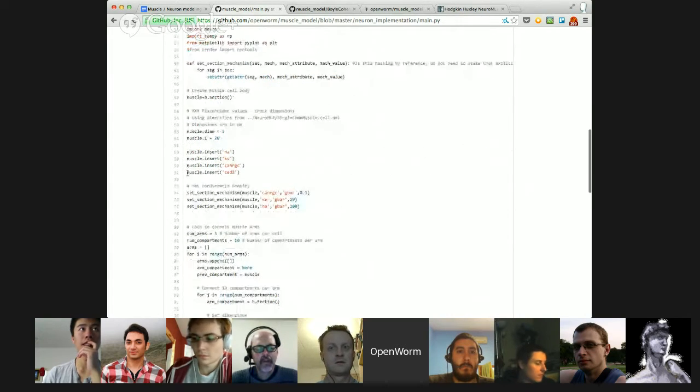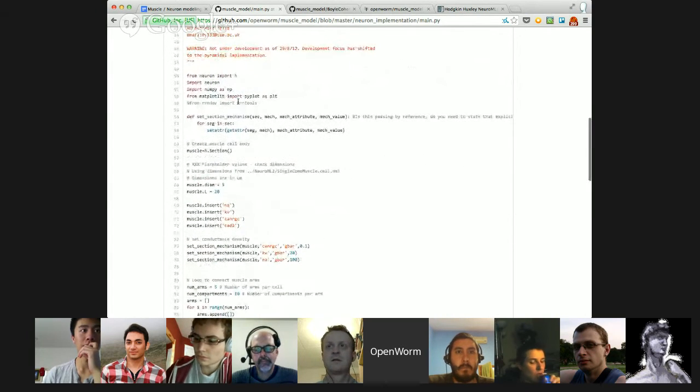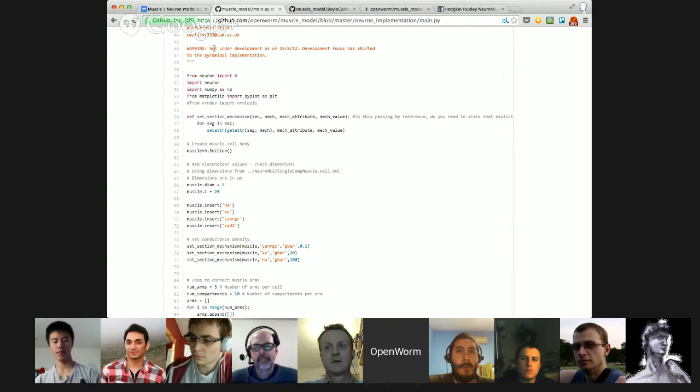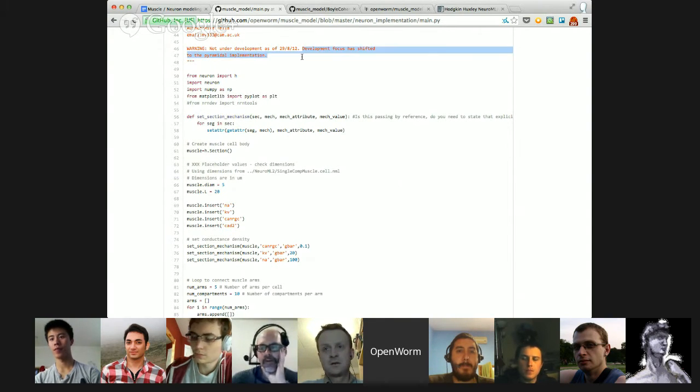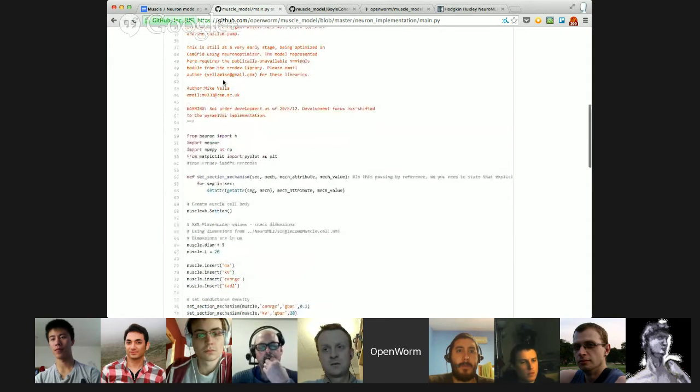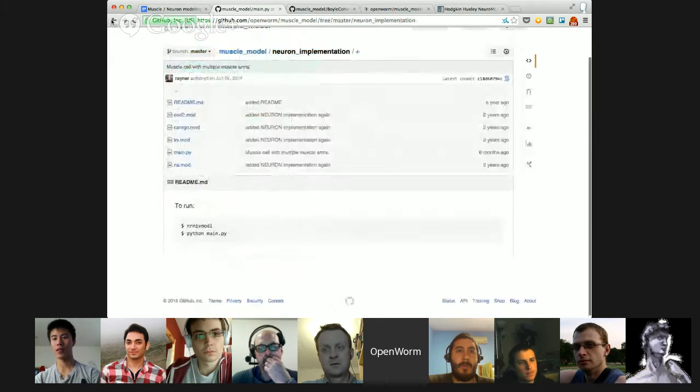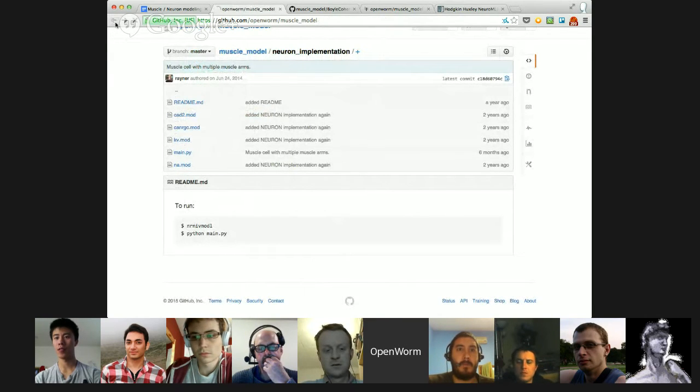But basically, running this script has a prerequisite of having installed Neuron just right. It doesn't install automatically. You generally do have to build it from source. But that is in there, and like it says, this is not under development as of a couple of years ago. Development focus has shifted to some other stuff. But Mike did have this in there, and it was a nice start, so it's in there for archival purposes, and feel free to play with it.